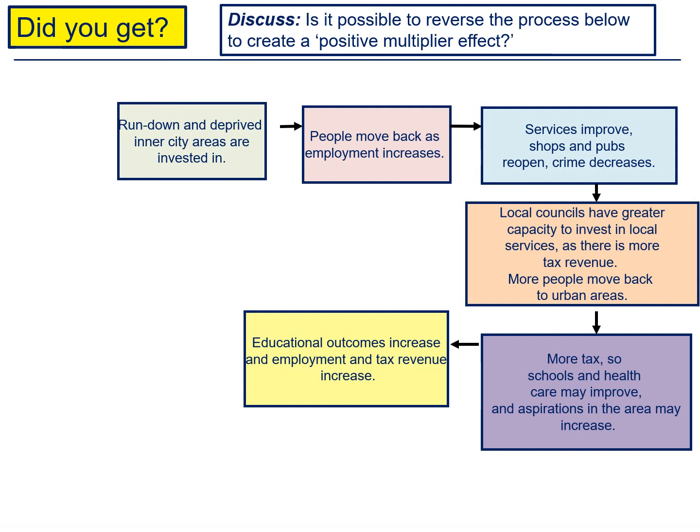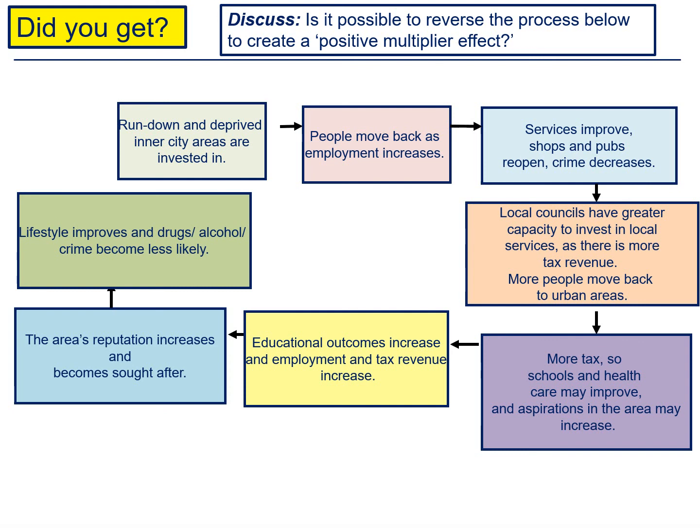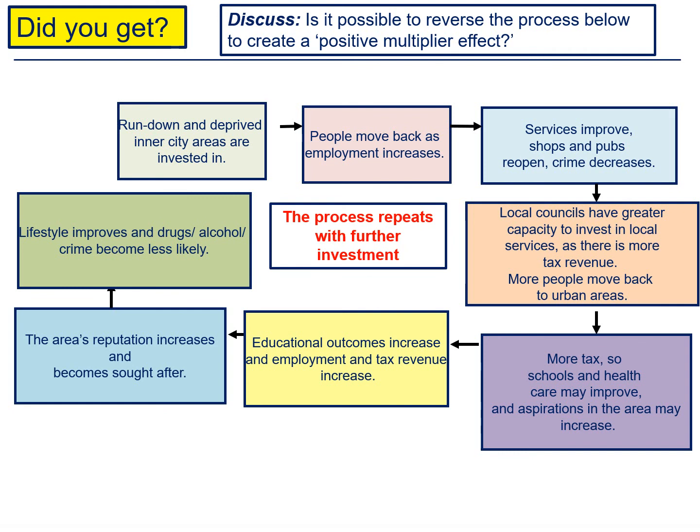Educational outcomes therefore increase and employment and tax revenue increase. The area's reputation increases and becomes sought after. Lifestyles improve and drug, alcohol and crime are less likely. Therefore, the process repeats with further investments and more people want to move there and invest in the area. This investment can be opening up factories, cafes, restaurants, anything that will help improve the area and also offer employment.